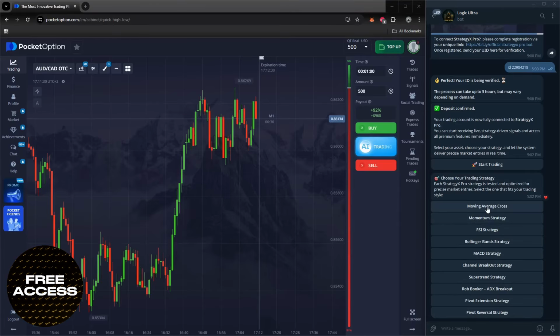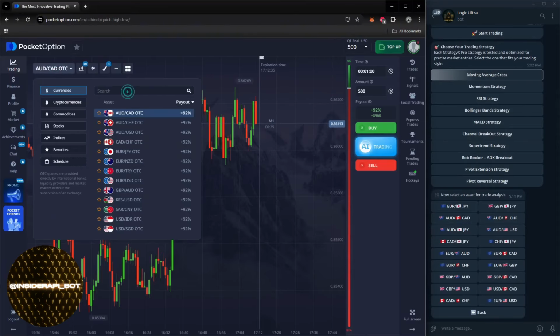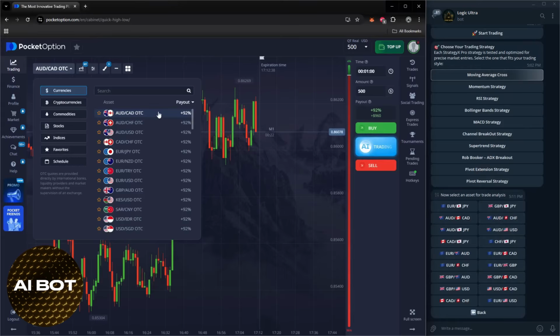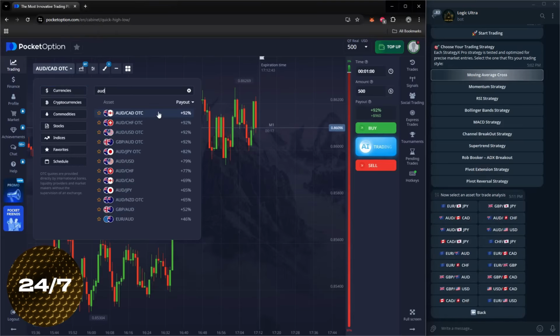So I want to trade with this one. So I select moving average cross. And now I need to find an asset. You can see this is the list of available assets currently. They sometimes change around. So let's go ahead, and we want to find one with above 80% payout.